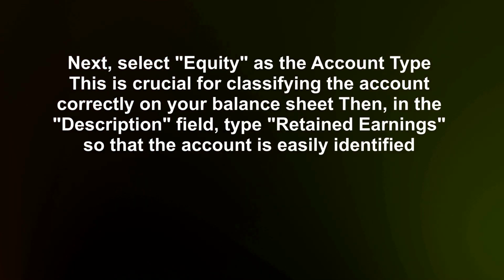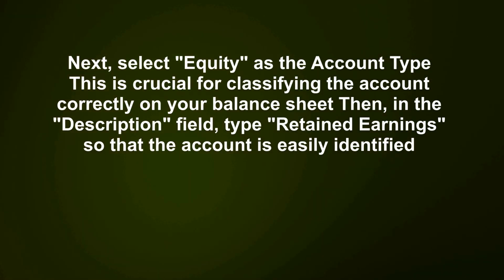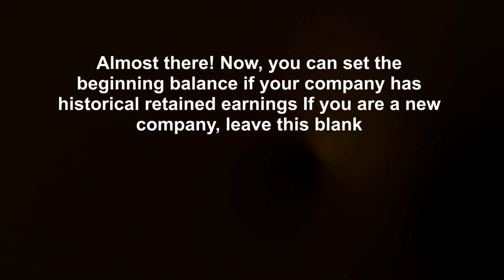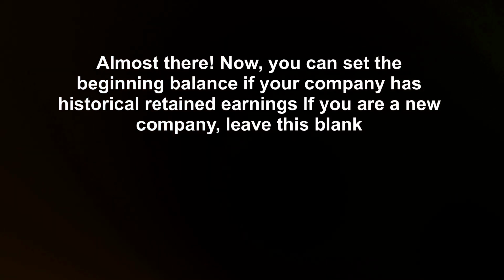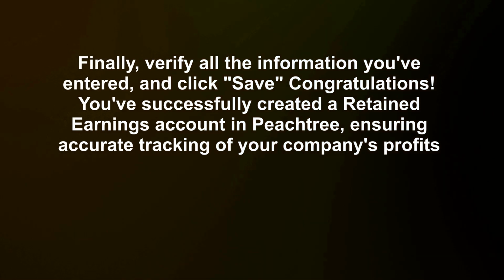Then, in the description field, type retained earnings so that the account is easily identified. Almost there. Now, you can set the beginning balance if your company has historical retained earnings. If you are a new company, leave this blank. Finally, verify all the information you've entered and click Save.